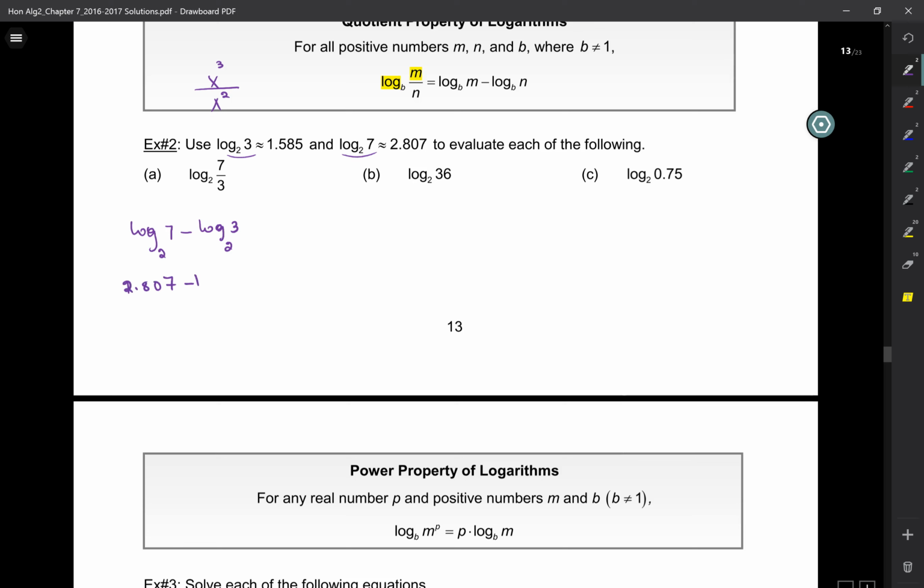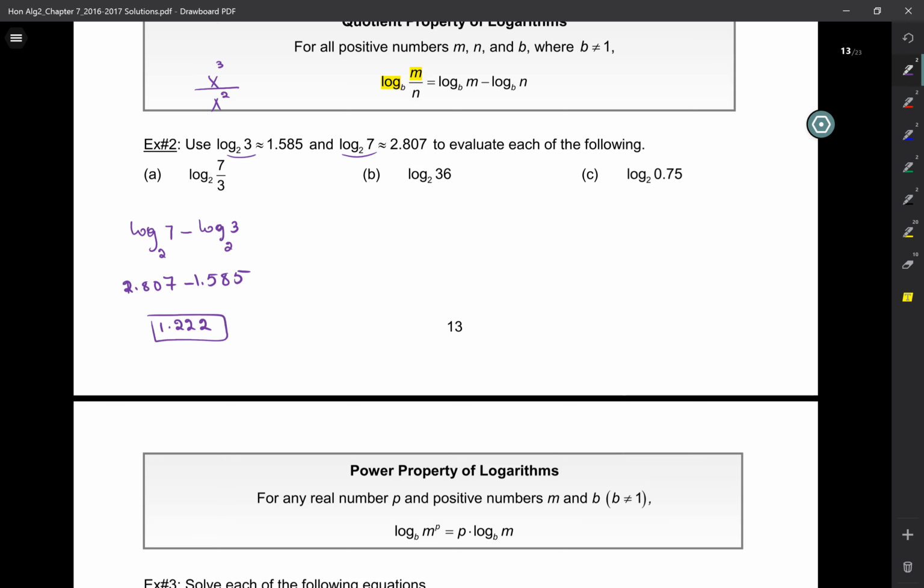So now this is going to be 2.807 minus 1.585. And how much is that? 1.232. Who gave me that answer? Oh, 1.222. And I'm trusting you guys blindly, so don't let me down.